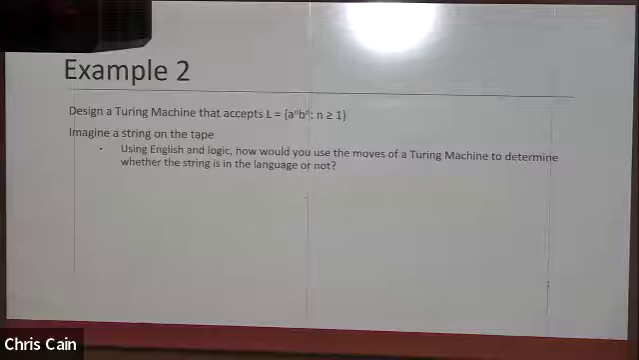Do note that what's on the tape when you're done does not have to be A to the N, B to the N. It can be something completely different. The goal is just to accept or reject.